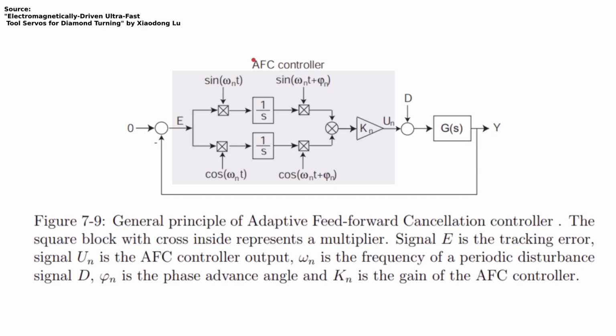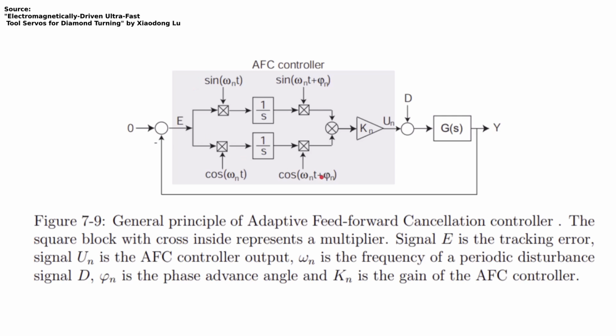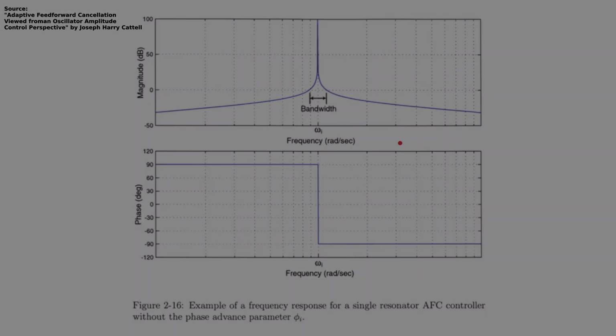Here's a block diagram showing the working of the AFC algorithm. In my implementation, I assumed this phase advance parameter phi is 0. This parameter may be necessary to maintain control stability. Here's the AFC controller's Bode plot with a phase advance parameter of 0. The AFC's job is to increase the controller's gain significantly at the desired frequency, leading to high error attenuation.